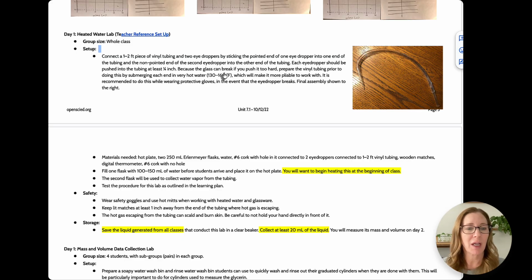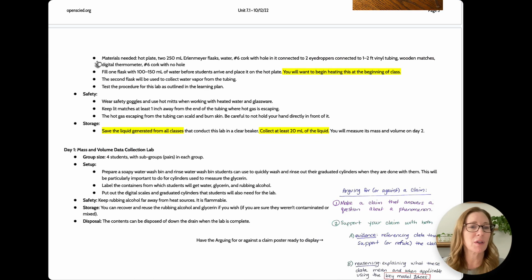Okay, for the heated water lab, you will also need a hot plate, 2 flasks, one of them filled with water, about 150 milliliters. You're going to heat this up before students start to come in. This is the one you're going to put the cork with the hole in it, with that tube coming out that you've pre-made.